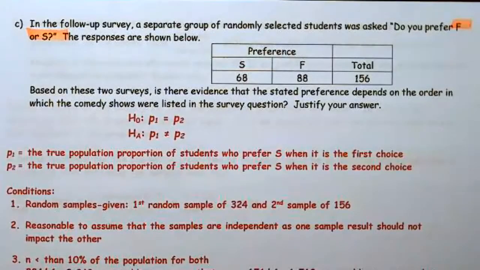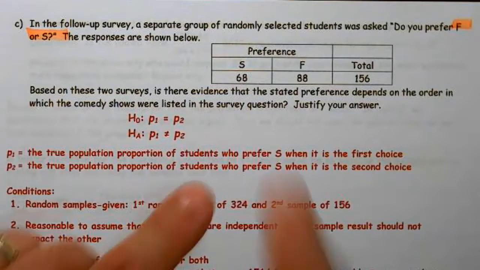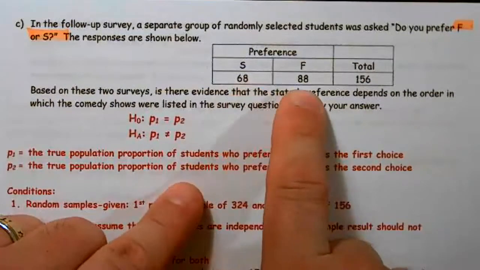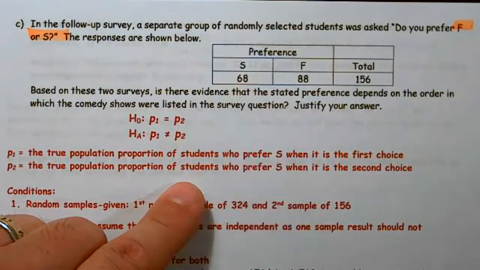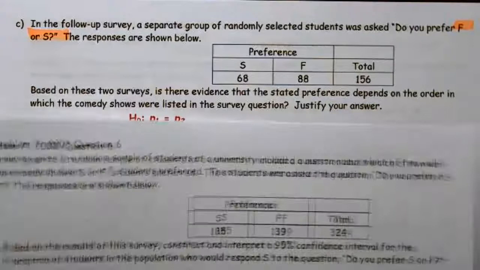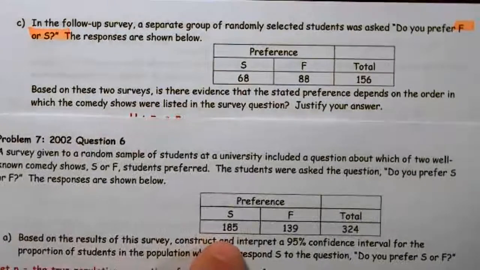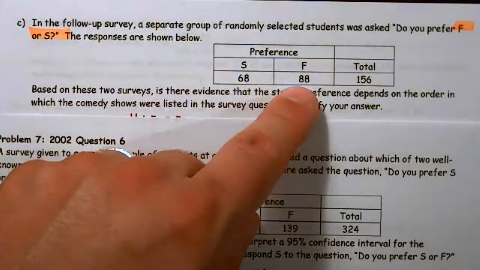The difference is, in the previous one, they said they preferred S or F. Now they just asked the same question, but they swapped the order. And look what happened. Friends was preferred more than Seinfeld. Wow, that's interesting. So the first had more people in favor of Seinfeld. The second, when you swap the order, had more people in favor of Friends.